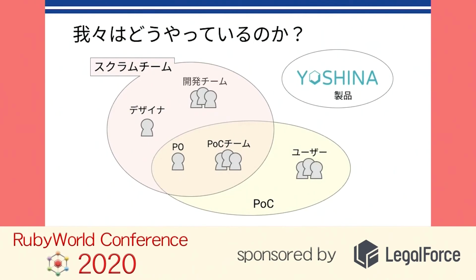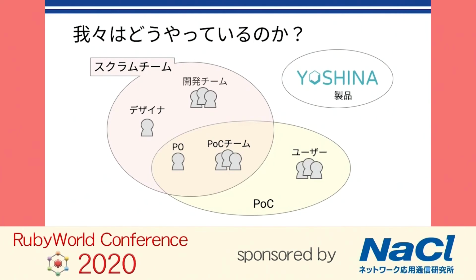So what we do first is to perform POC. As mentioned earlier, what's really important is to provide value from the user's perspective. So we have to test that what we are going to do is really valuable from the user's perspective. So in a POC, we make sure to include the users. The POC team, product owner, and the user will conduct the POC.